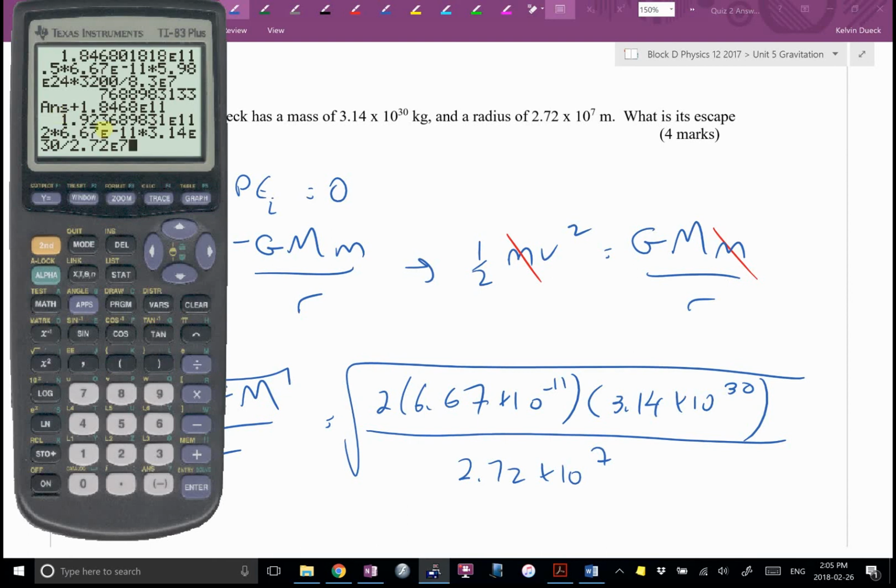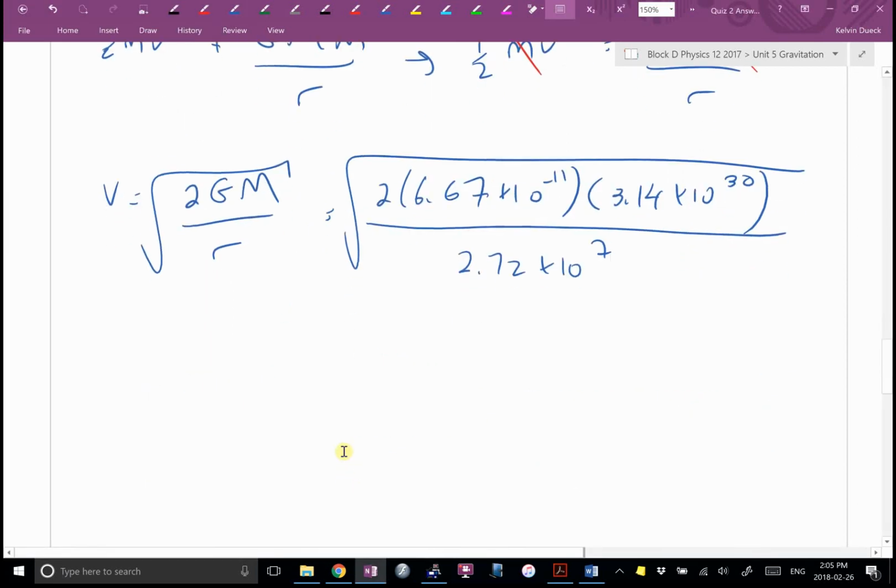2 big G, big M over r, square root of that. You get 3.92 times 10 to the 6th. Pretty fast. It's a pretty big planet.